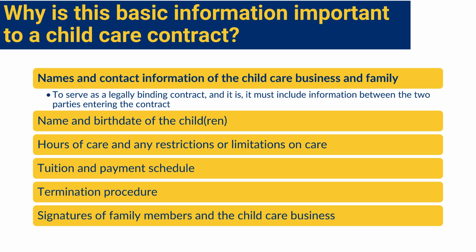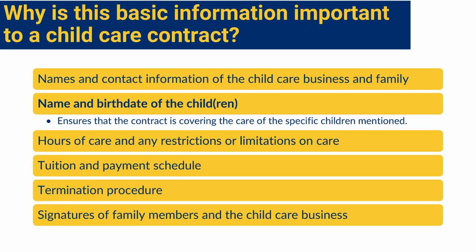Begin with names and contact information of the child care business and family or party responsible for payment. For this document to serve as a legally binding contract, and it is if written correctly, it must include information between the two parties entering into the contract. In this instance, the family members responsible for enrolling and paying for the child care services and the child care business. Notice we said, family members responsible. In some cases, this could be both parents or one parent or guardian. In other cases, this could mean a grandparent, family member, guardian, or foster parent.